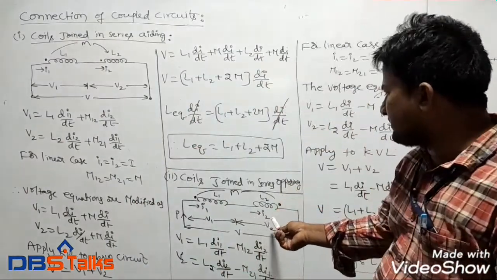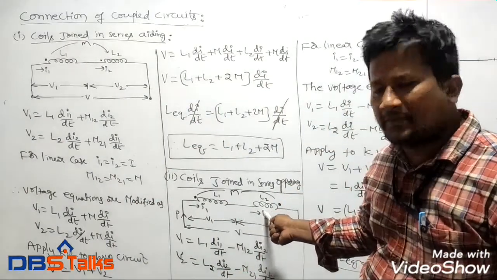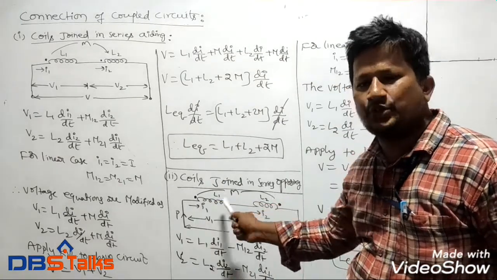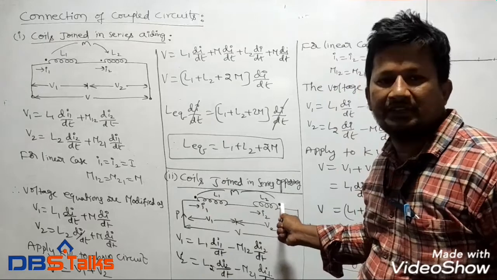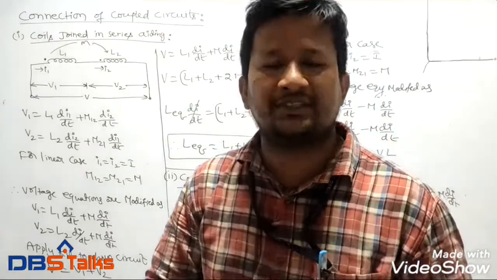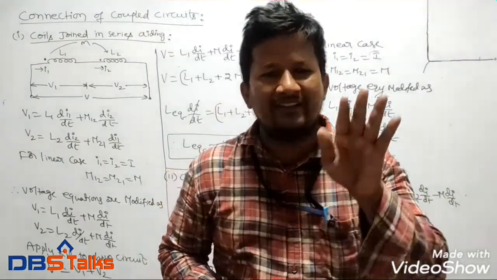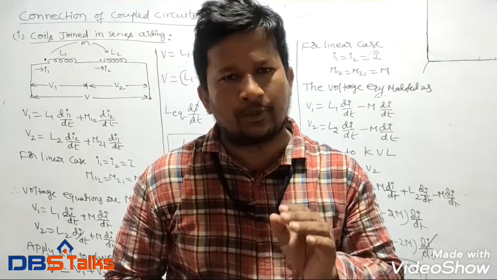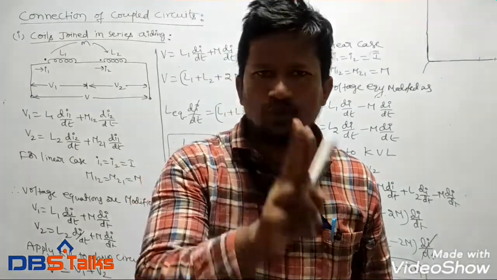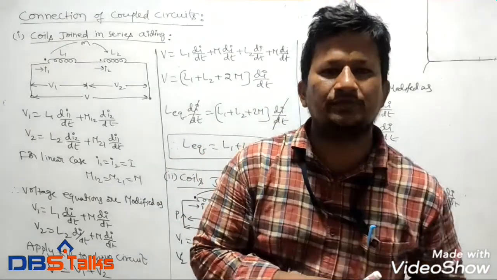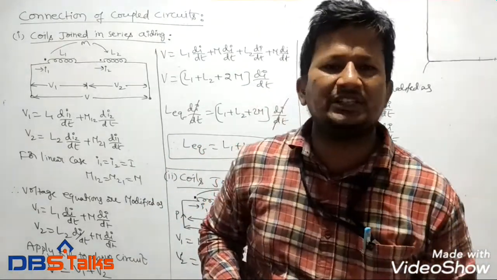Whereas look at this picture. The current directions are the same, but the dot positions are in different positions. Here entering, here leaving. That's why these two coils are in series opposing. That means two coils having the same current direction with the same dot positions are in series aiding. Otherwise, series opposing.